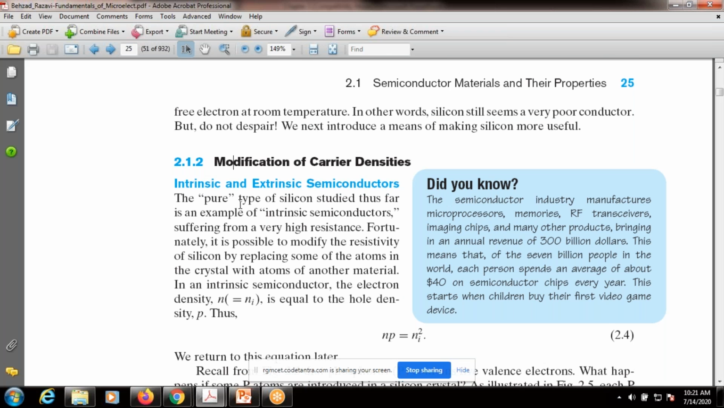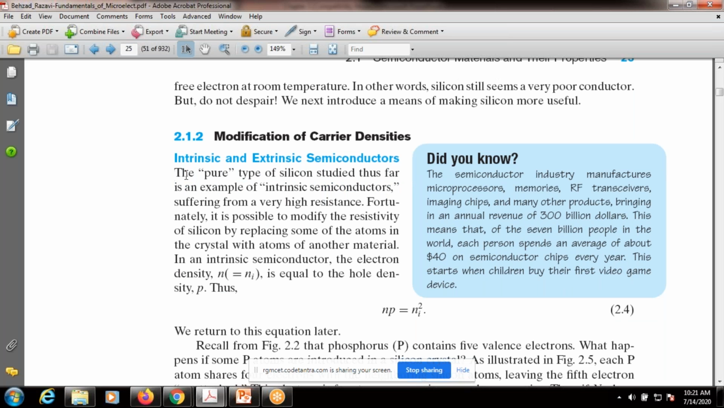Okay, observe here these lines. The pure type of silicon studied thus far is an example of an intrinsic semiconductor. So far we studied the semiconductor. What is that semiconductor called? Intrinsic semiconductor, that is also a pure semiconductor. Here the main problem is that it suffers from very high resistance. High resistance means the conductivity is poor.